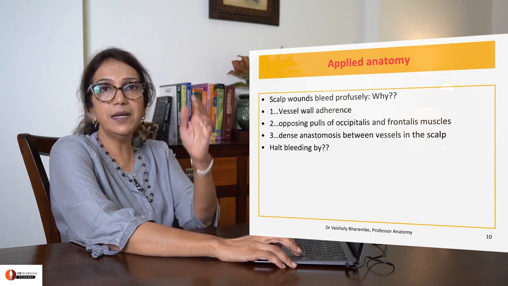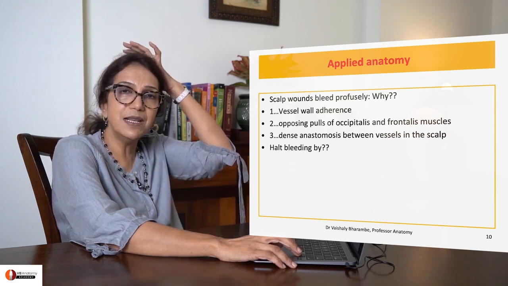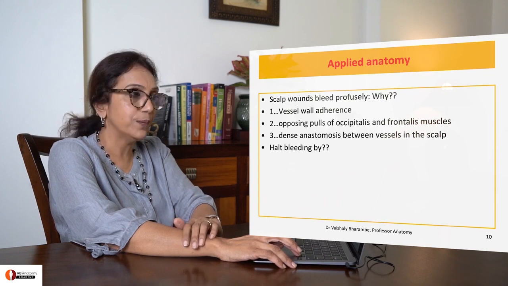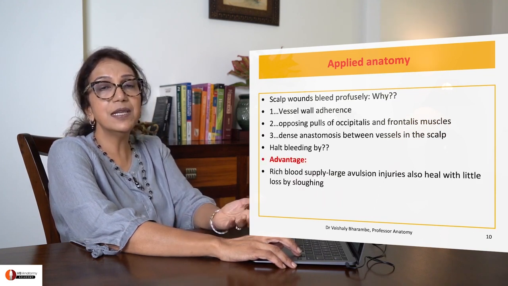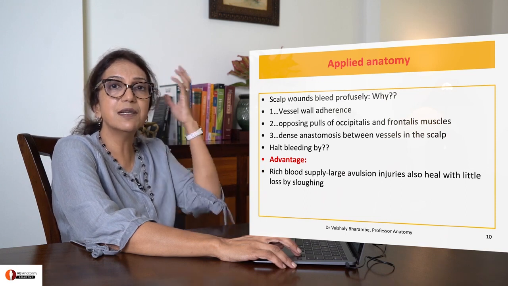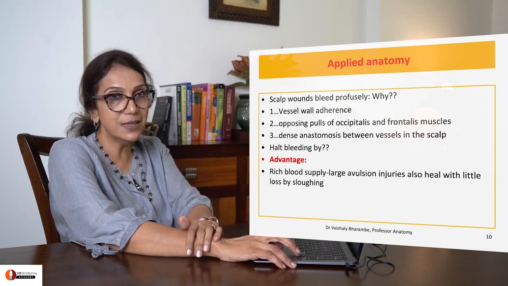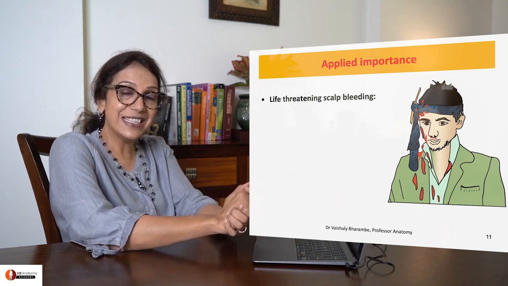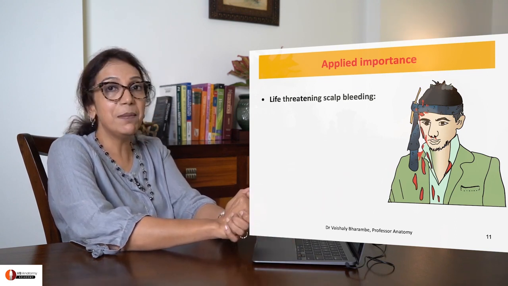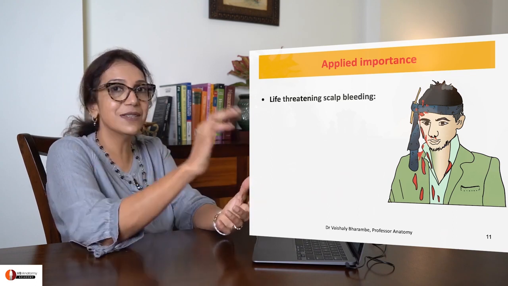How do we halt bleeding? We compress the blood vessel against the underlying skull bone. What is the advantage of this? It helps in easier healing in case there is a massive avulsion injury to the scalp. Alright, this is an interesting image, isn't it? So this guy seems to have some kind of massive scalp injuries.